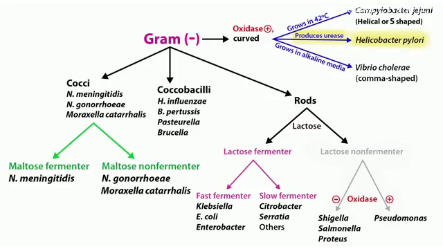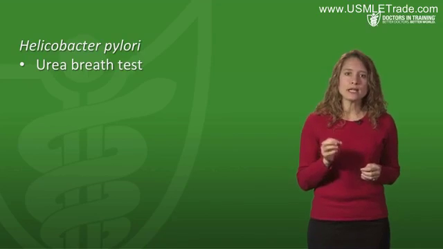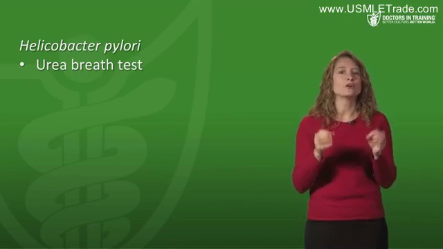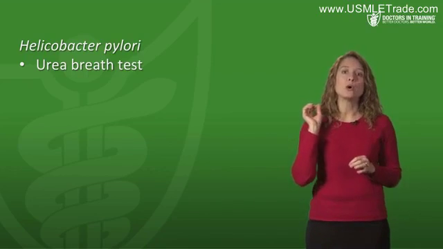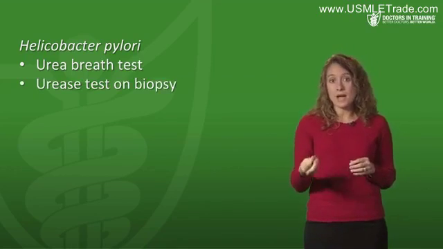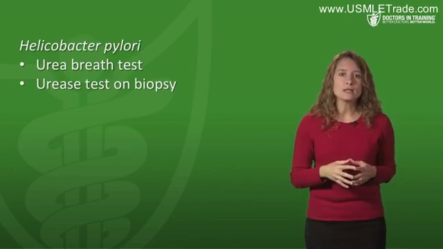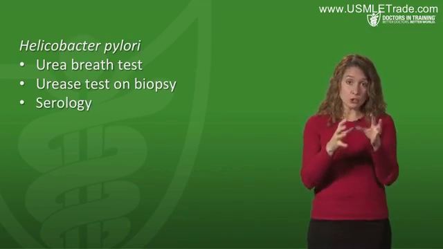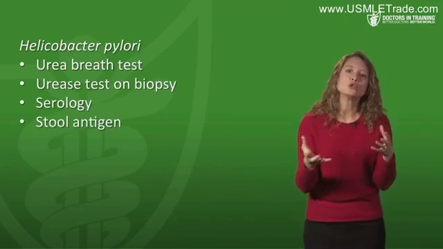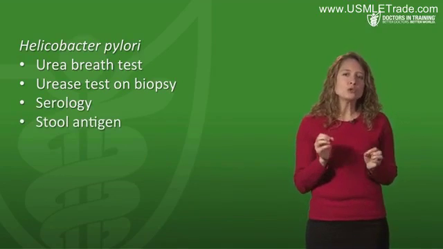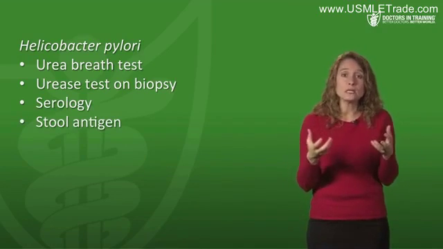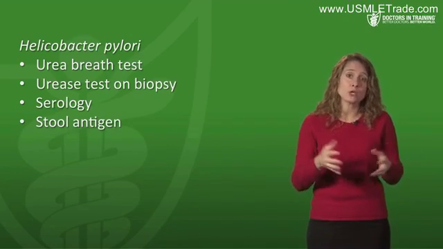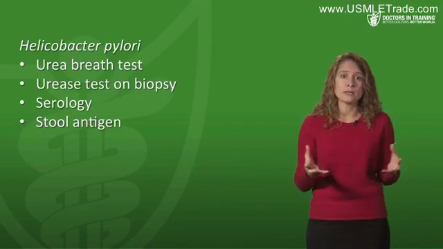Remember that part about urease. We use that characteristic to test for the presence of this bacteria. You can use a urease breath test or a urea breath test or a urease test on biopsy specimen. Other diagnostic tests include serology, and that's just looking for the antibody, or the stool antigen test. You can also look at tissue to just try to see the organism under the microscope or even try to grow it on culture from a biopsy specimen.